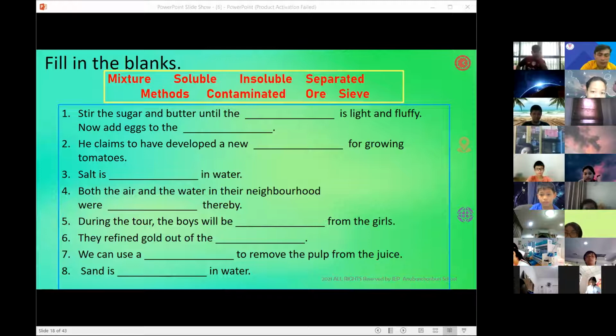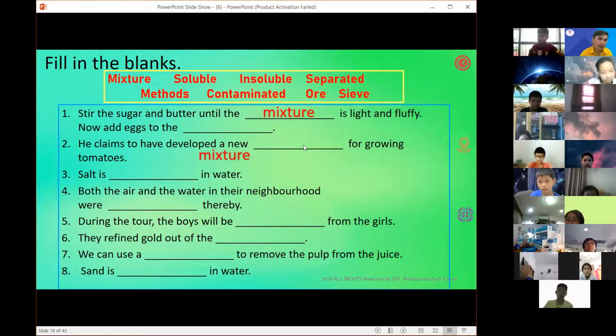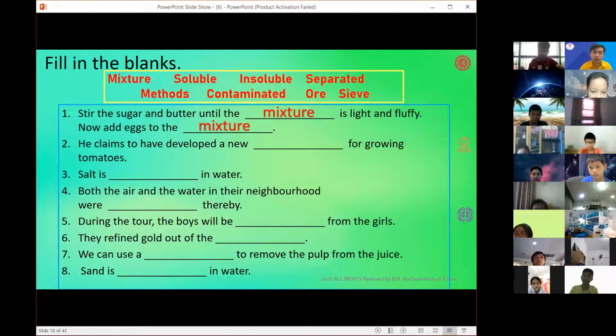Okay. Number one, I will give you as an example. I will answer number one. Stir the sugar and butter until the mixture is light and fluffy. Now add eggs to the mixture. So that is the meaning of the word mixture. So the answer there is mixture. Now let's proceed to number two.